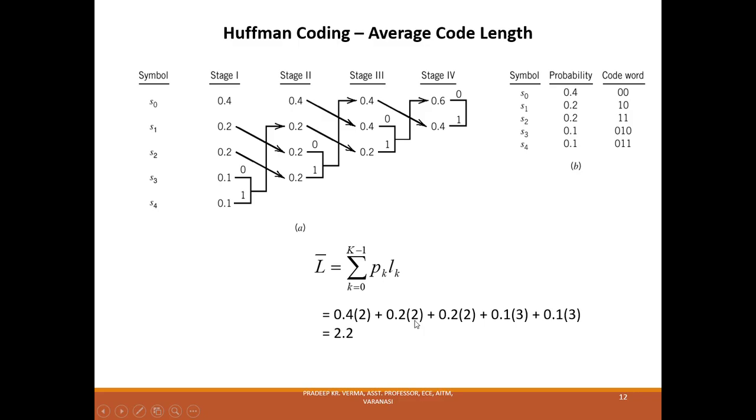So 0.2 into 2 plus, when we put k equal to 2, it comes out to be p2 l2, since the probability of symbol S2 is 0.2 and the code word is 2 bits in length. So again 0.2 into 2, then we will carry on like this till k equal to 4, and if we sum these we will get 2.2 bits per symbol.